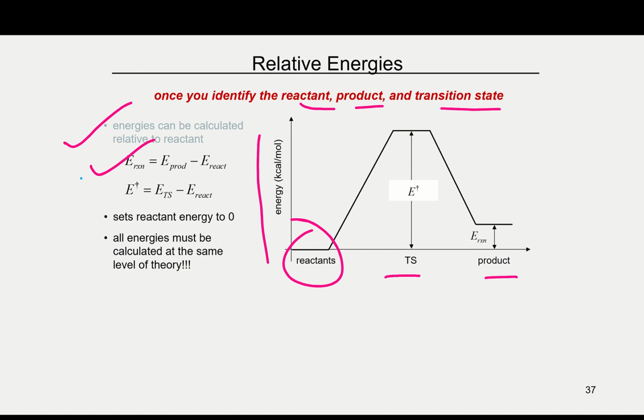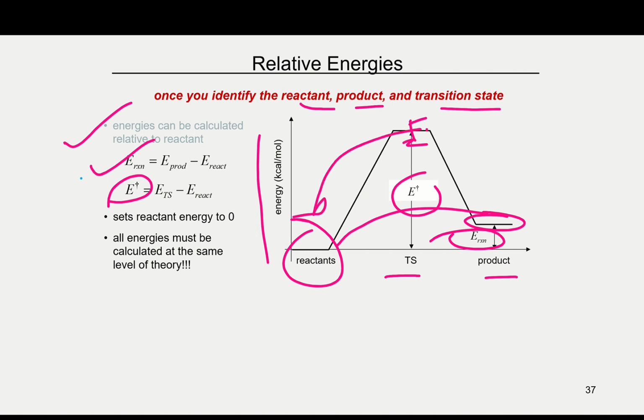For the reaction, if you want to know the energy of the reaction, you should take E of the product minus E of the reactant. It will give you the E reaction, the energy of the reaction. If you want to know the energy of the transition state, like this one, you take E of the transition state minus E of the reactant, and it will give you this one. Set the reactants energy to 0. For example, we set this to 0.